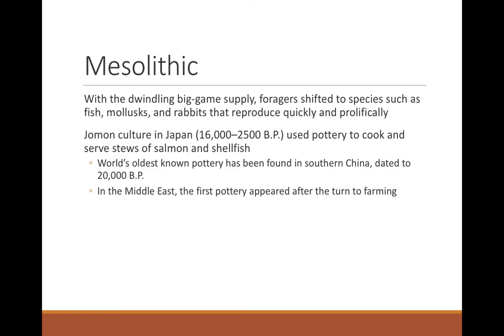As big game supplies dwindled, foragers shifted to species that were more solitary, that were able to reproduce prolifically. So they offered a very strong basis for the diet because they were going to have high population numbers, things like fish, mollusks, and rabbits. With this comes sedentism, and with this comes a change in a lot of the cultural features.